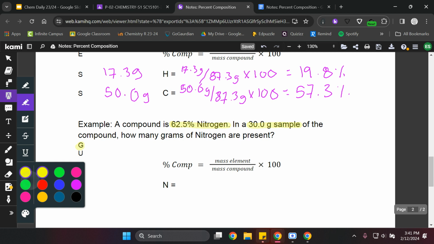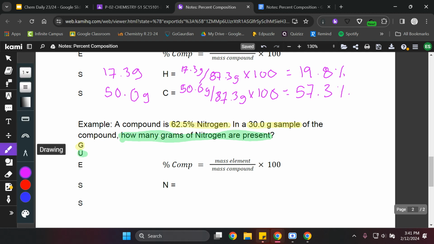That's all that's given for us. That's okay because it's only asking us about nitrogen. The unknown, what we're solving for: how many grams of nitrogen are present? So we're looking out of this 30-gram sample, if we know that 62.5% of that sample is nitrogen, how many grams is that equal to?